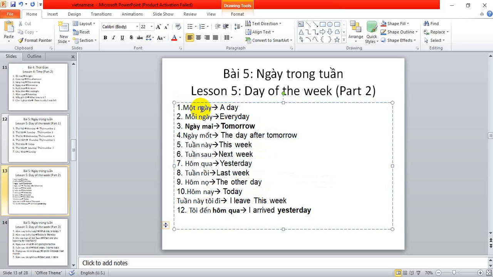Một ngày, a day. Mỗi ngày, every day. Ngày mai, tomorrow. The day after tomorrow, ngày mốt. Tuần này, this week. Tuần sau, next week. Hôm qua, yesterday. Tuần rồi, last week. Hôm nọ, the other day. Hôm nay, today. Tuần này tôi đi, I leave this week.